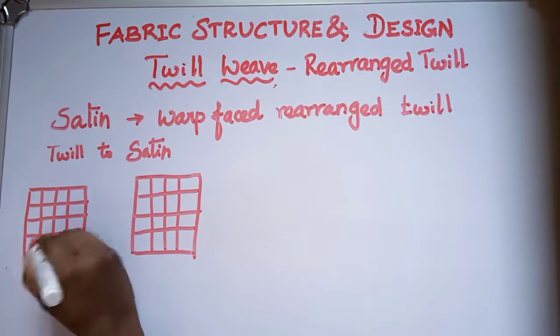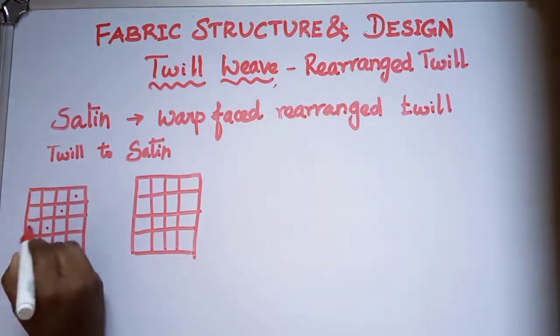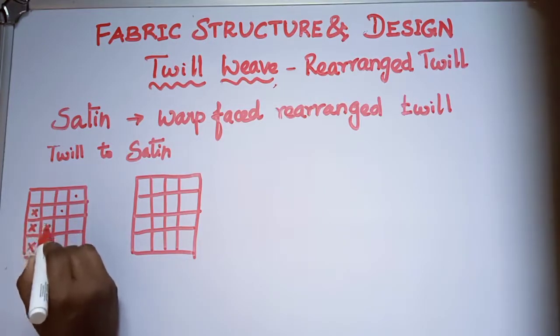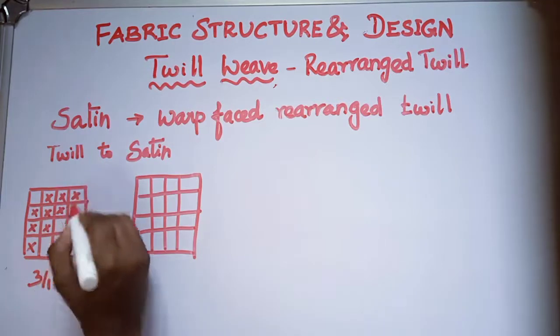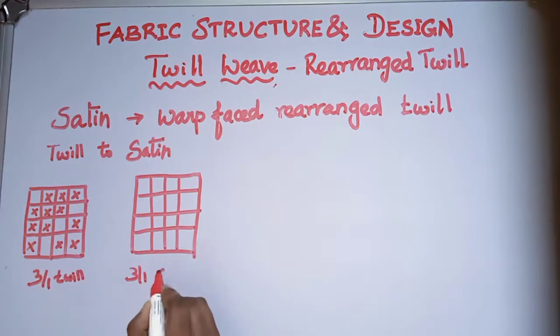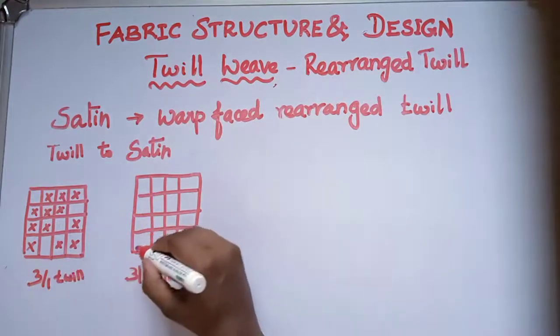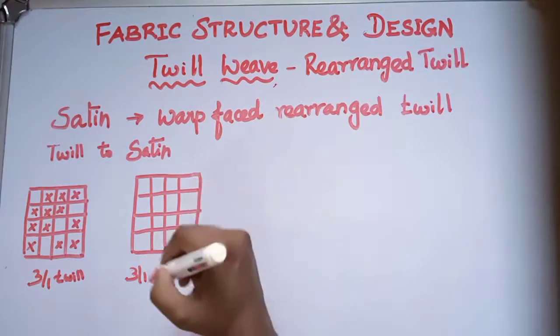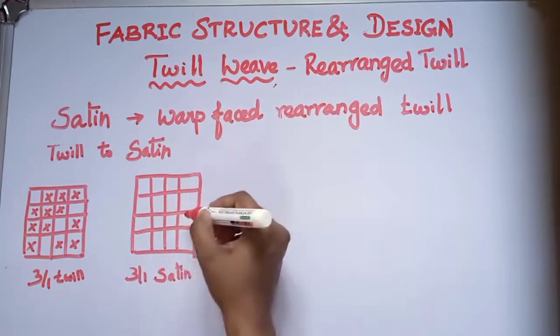You know that first we have to mark the starting point and mention the warp ups. Okay, so this is 3 by 1 twill. So how are we constructing 3 by 1 satin? For this you have to change the starting point. In twill weave the starting point should be diagonal, but in satin weave we have to rearrange the starting point.